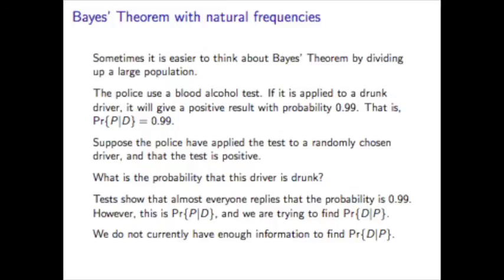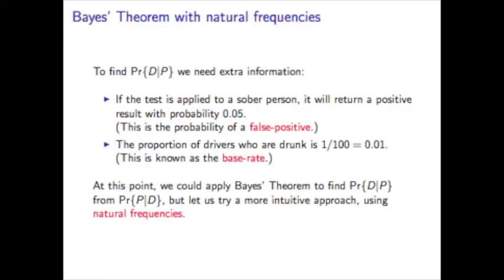The real answer is that we do not yet have enough information to determine that conditional probability of the driver being drunk given a positive test. There are 2 pieces of extra information that we need in order to determine the probability of D given P. First of all, we need to know the probability that the test will return a positive result when applied to a sober person. So let's say that that probability is 0.05. This is the probability of a false positive.